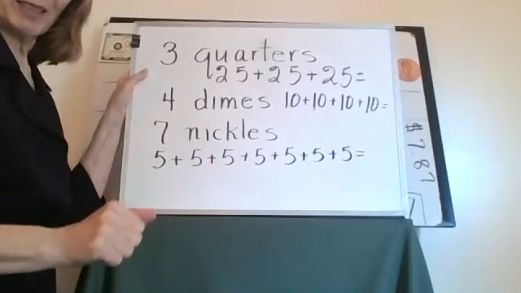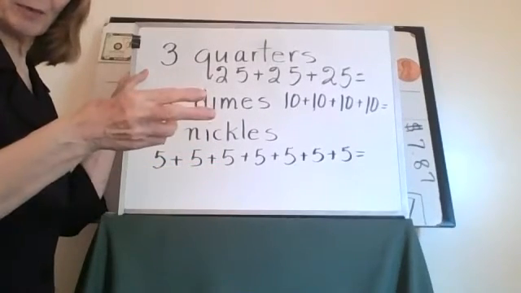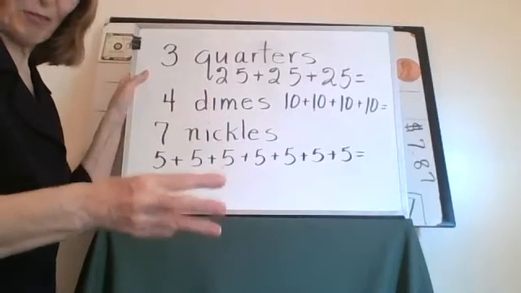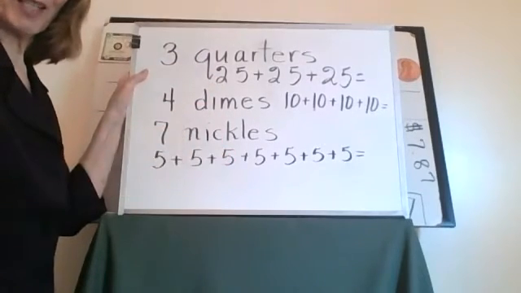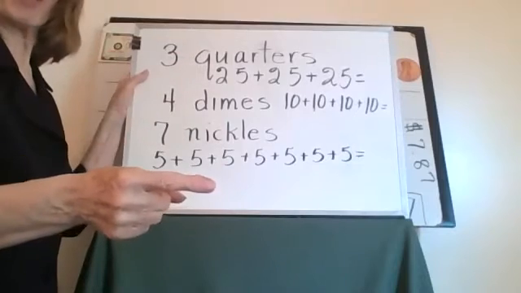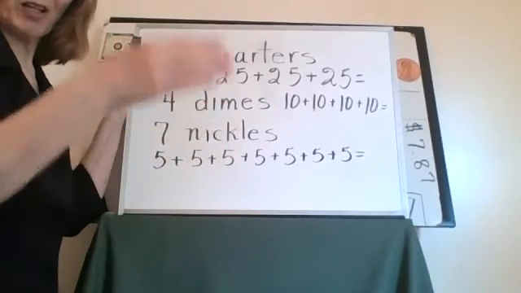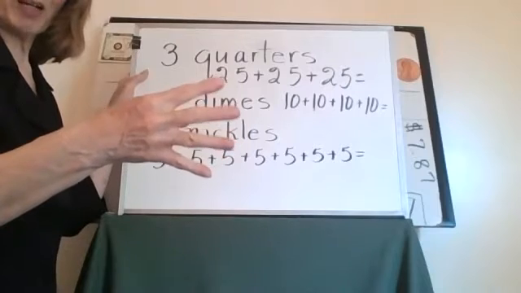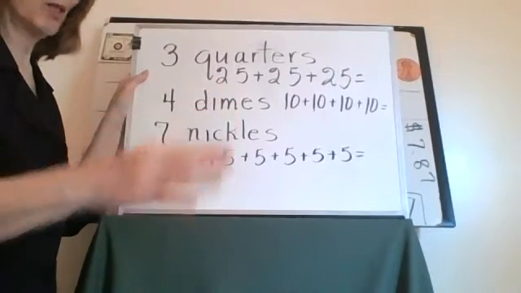25, 50, 75, $1. How many quarters make $1? 4. Let's count again. 25, 50, 75, $1. How many quarters make $1? 1, 2, 3, 4. 4.